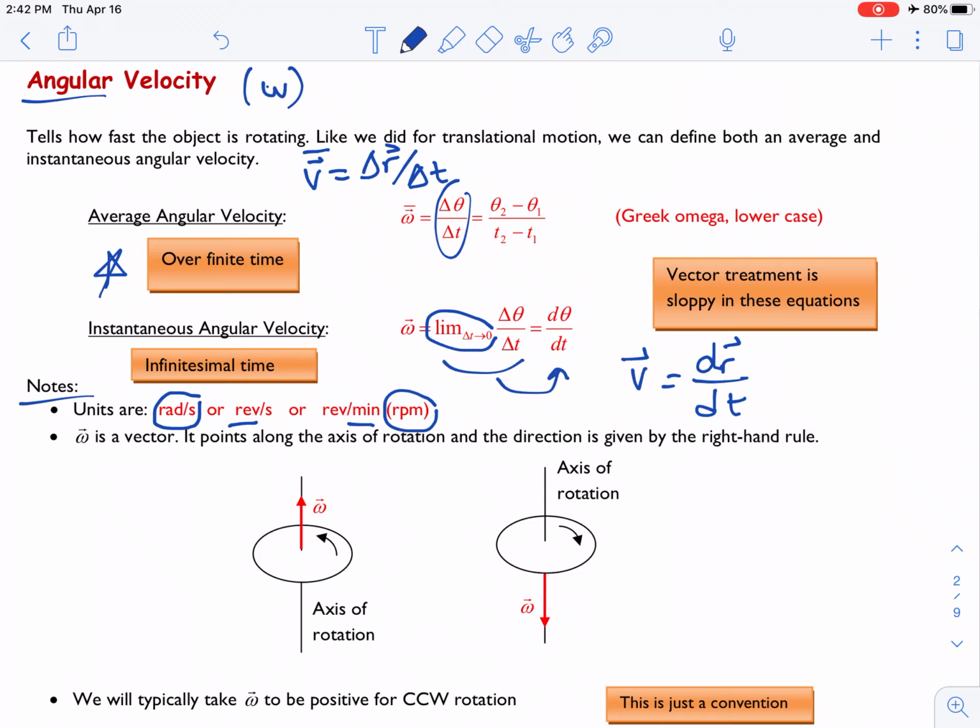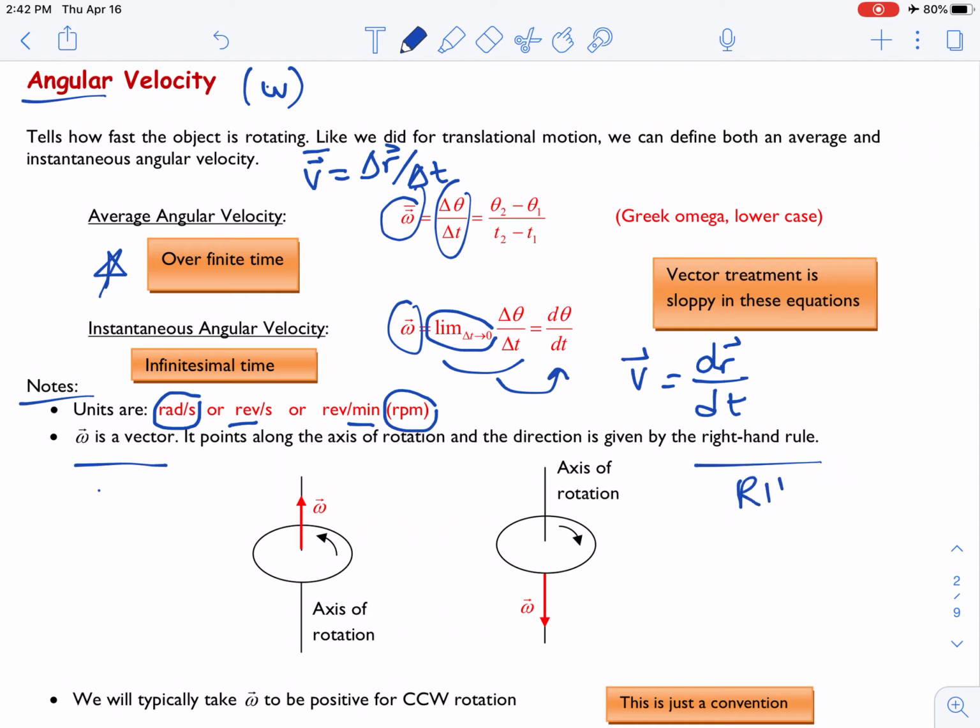And again, for the average, we put the bar. For the instantaneous, there's no bar because bar means it's an average, right? So omega is a vector because it's the velocity. Just like the linear velocity v is a vector, omega is a vector as well. And it points along the axis of rotation. And the direction is given by the right-hand rule.